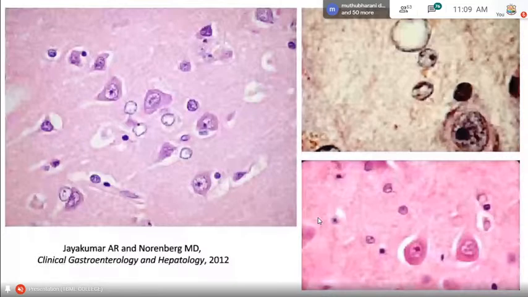So you can see two astrocytes together, but that is not occurring in the control. This is a normal brain. The cells are independent and there are no two cells together. Yeah, next slide, please.